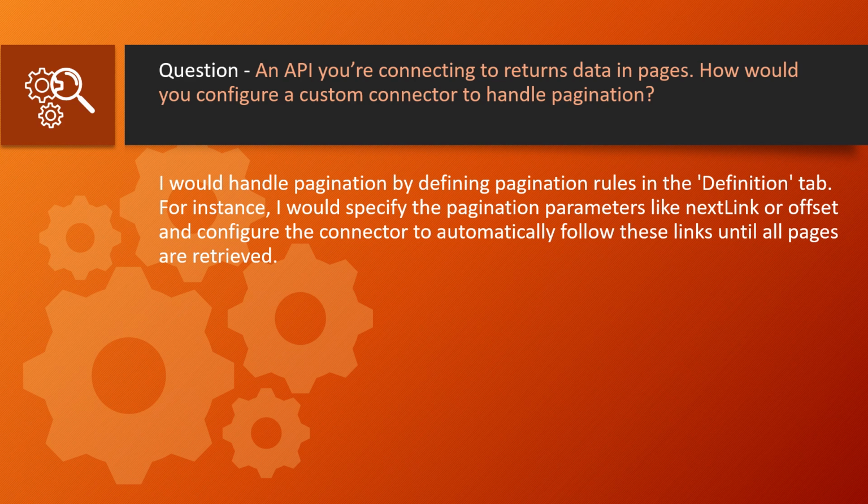The API you are connecting to returns data in pages. How do you configure a custom connector to handle the pagination? So I would handle the pagination by defining a pagination rule in the definition tab. For instance, I would specify the pagination parameters like next link or offset and configure the connector to automatically follow these links until all pages are retrieved.